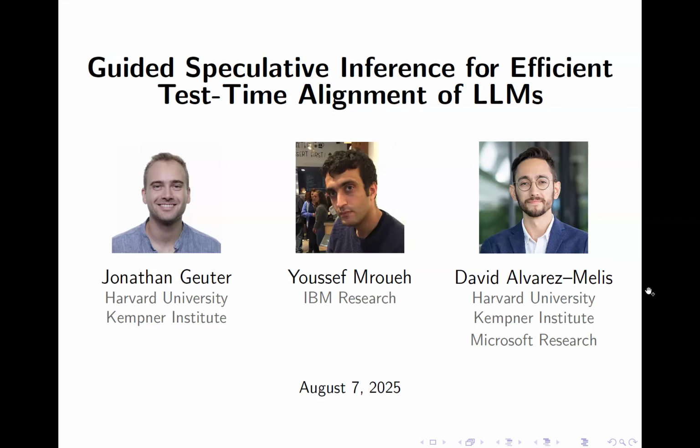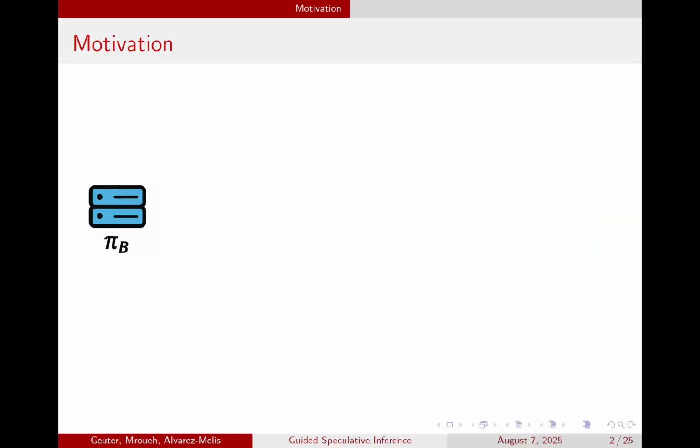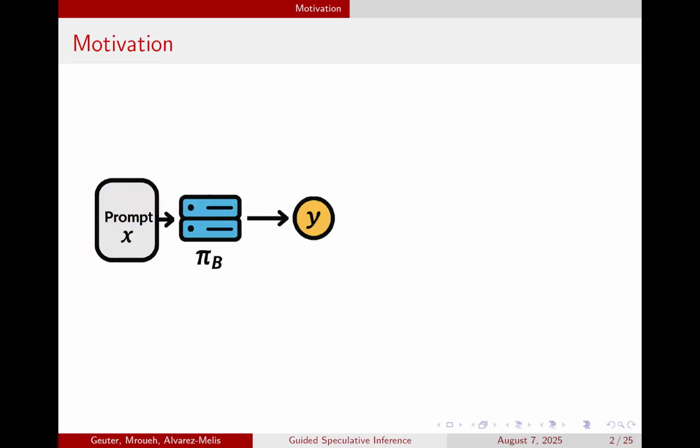Okay, so I'll talk about our paper, Guided Speculative Inference for Efficient Test Time Alignment of LLMs. This was in collaboration with Yusuf from IBM Research and my advisor David here from Harvard. To motivate the problem, we're given an LLM, which we call πB, and we want to do inference with this LLM. So we're given a prompt by the user, some input prompt X, and we want to use the LLM to generate an output response Y.